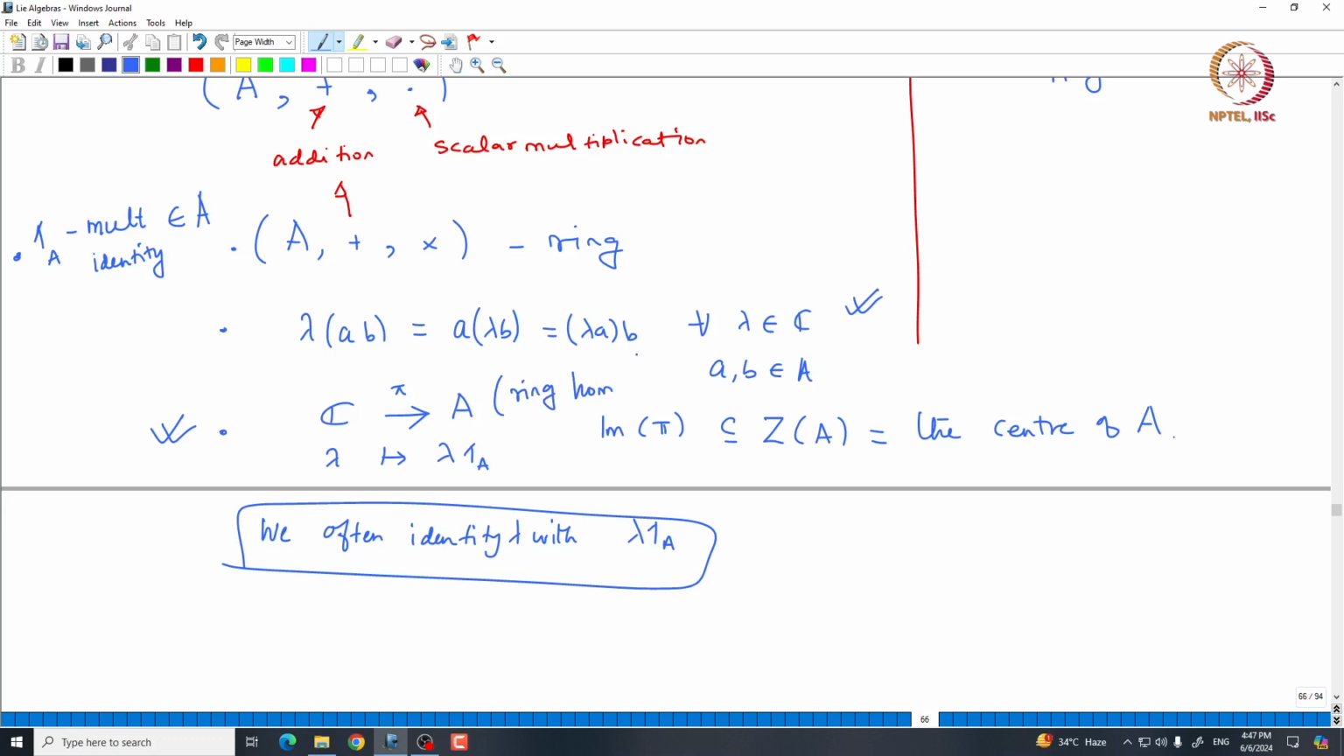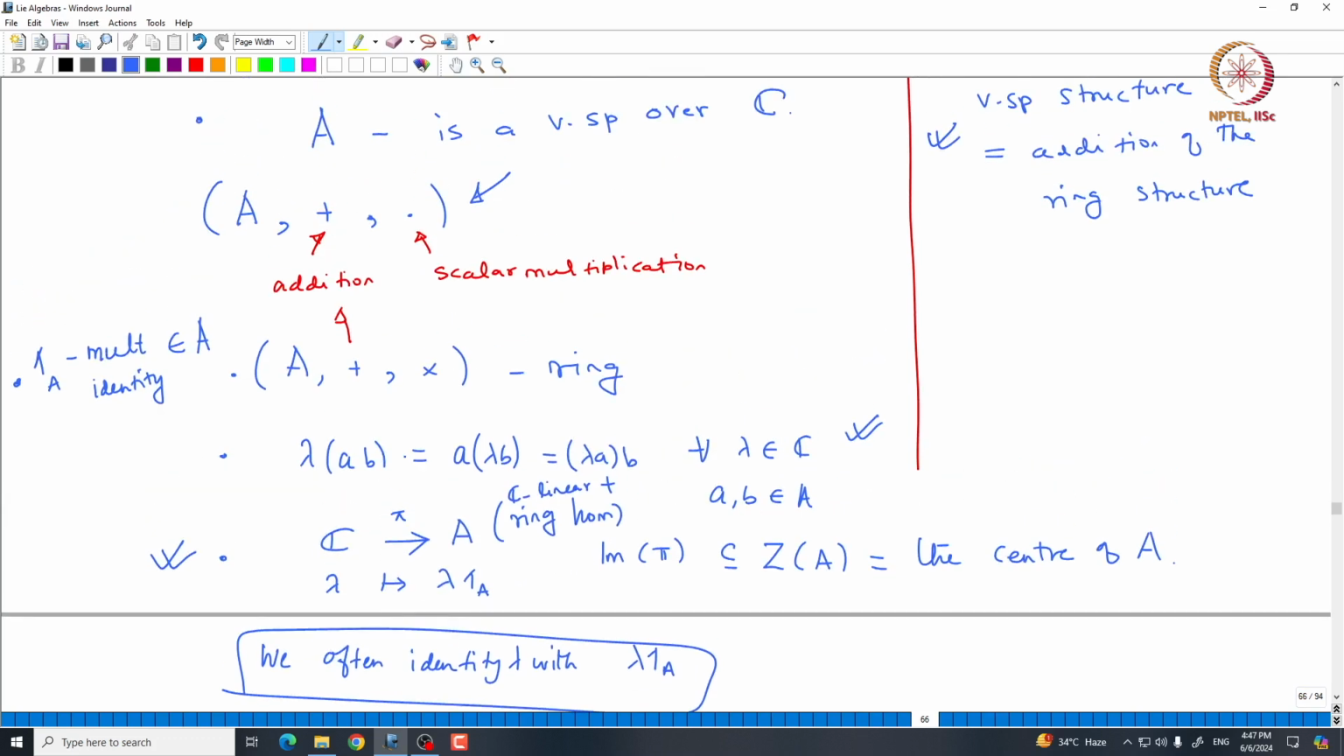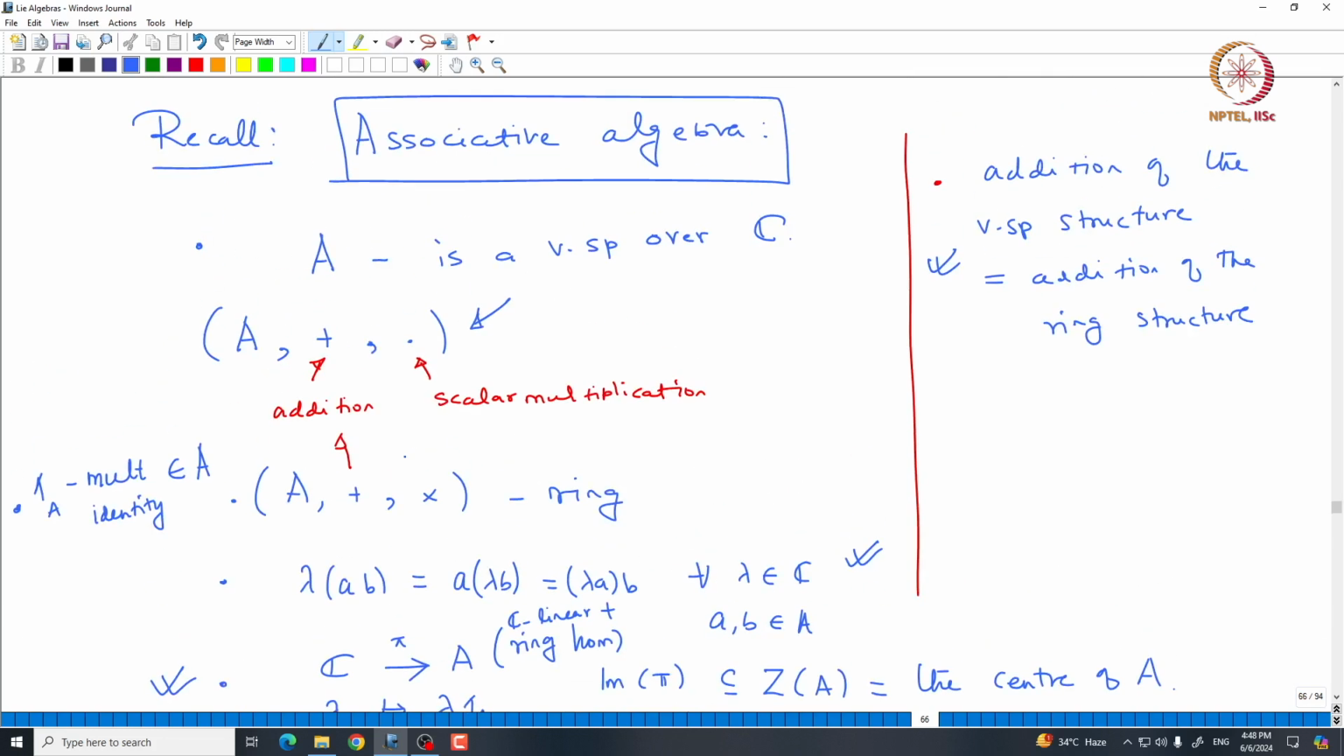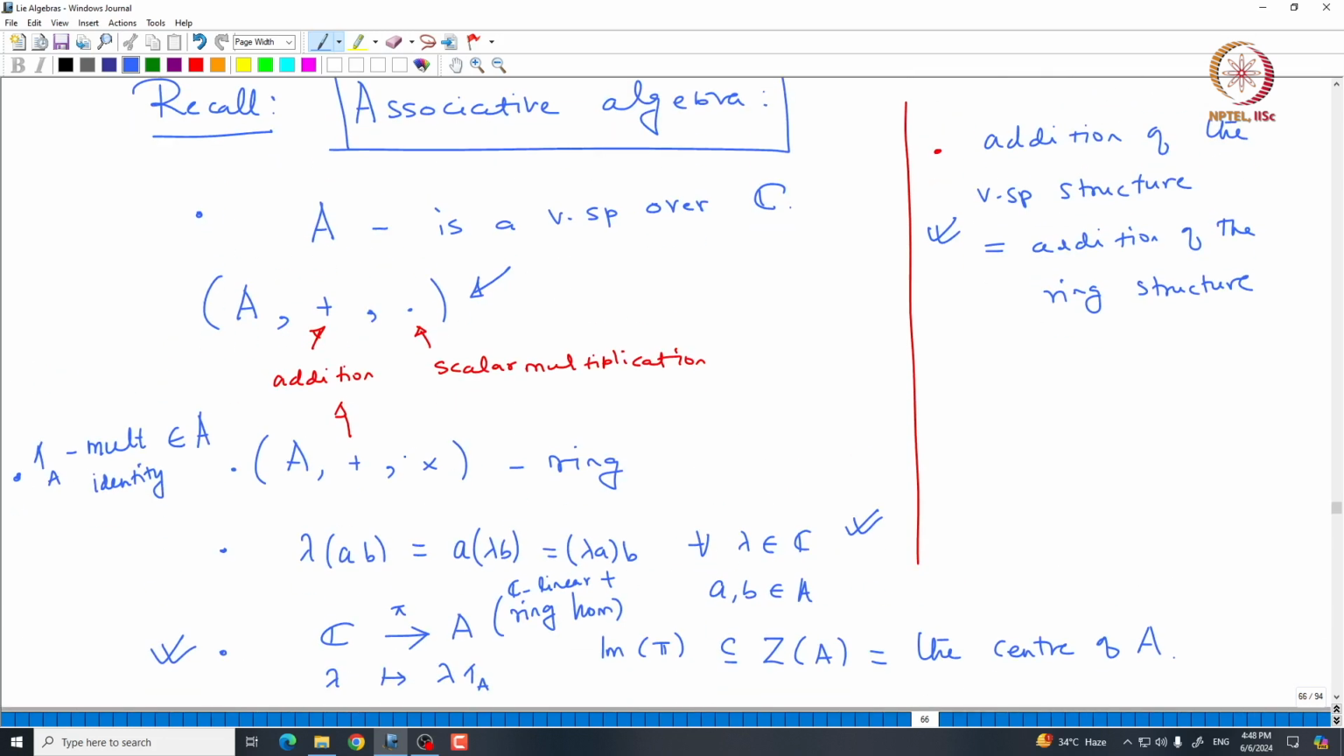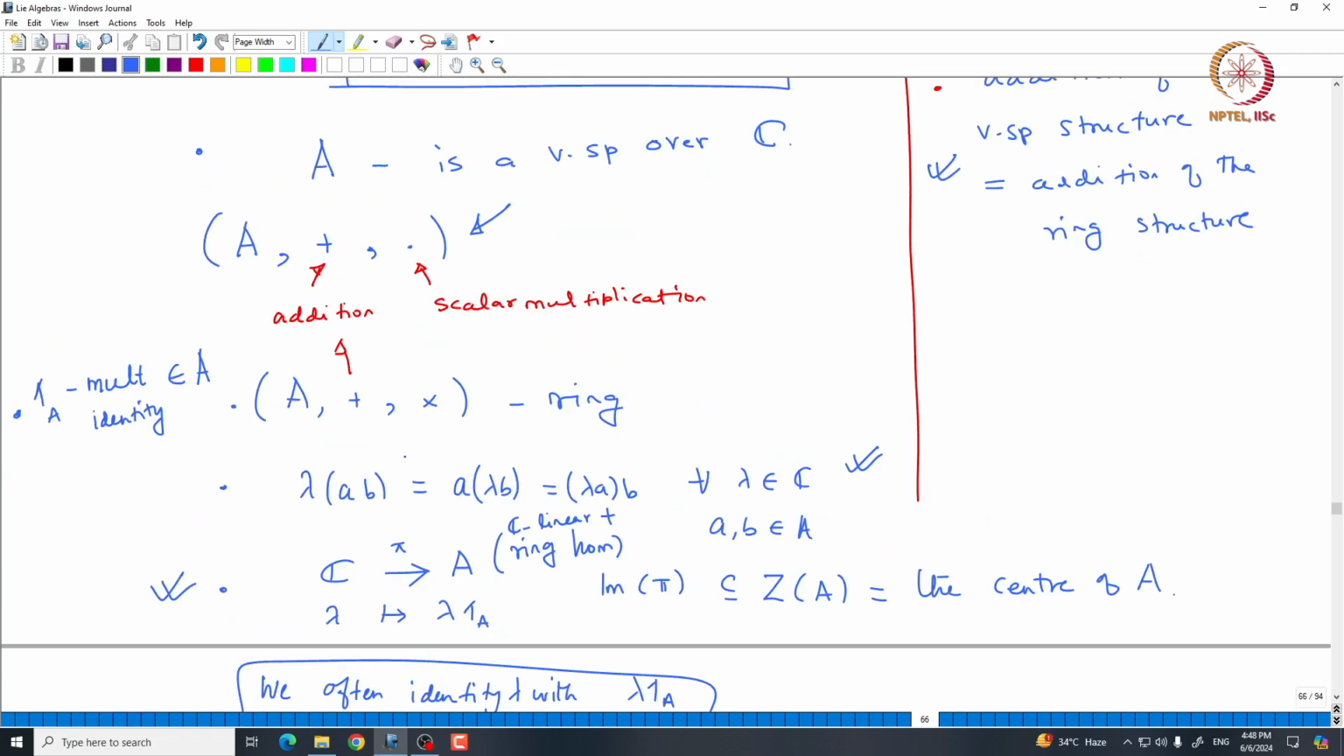So, that means a C linear map plus ring homomorphism. Now in our examples, most of the time the complex numbers will be sitting inside the algebra. So, we can identify lambda with lambda 1_A, there is no issue. Okay. So, the vector space addition and ring addition must be the same. So, that is another condition. There are two structures, the vector space structure and the ring structure. So, both structures must have some compatibility to work with that algebra.